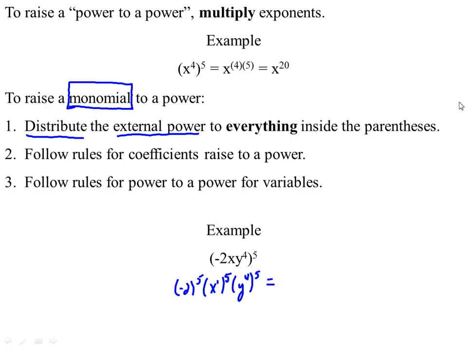-2 to the 5th power, you can put this in your calculator. You know where your exponent key is, or you should by now. -2 to the 5th power is going to be -32. X to the 1st to the 5th, you're multiplying. Power to a power, you multiply those exponents, so you're going to get x to the 5th. And then y to the 20th. Please don't forget the coefficient. When you start doing these, please don't forget the coefficient.